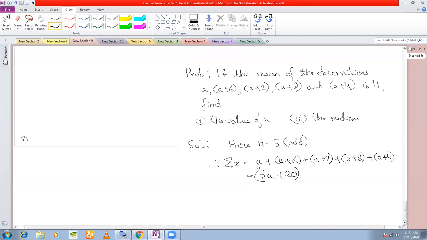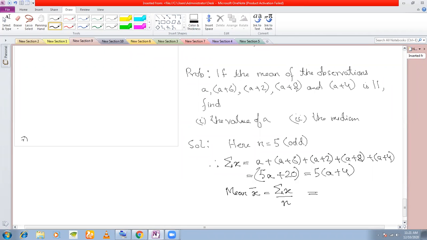Okay, so this is 5a plus 20. Now here you can take 5 common. You get 5 times (a plus 4). So this is your sum of the observations. And what is the formula for the mean? Mean x bar is equal to summation x divided by n.